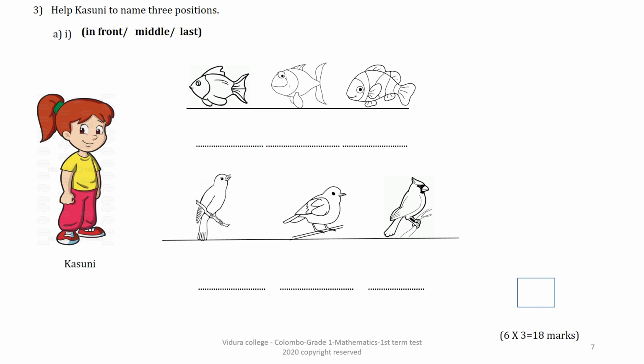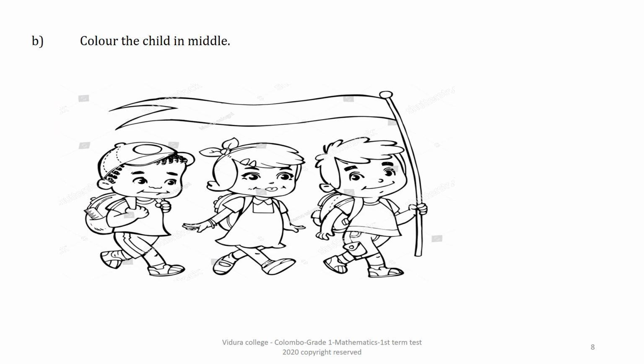Okay. Did you finish writing? Right. Very good. Then shall we move to the next question? Okay. Keep your finger on simple B. Color the child in middle.